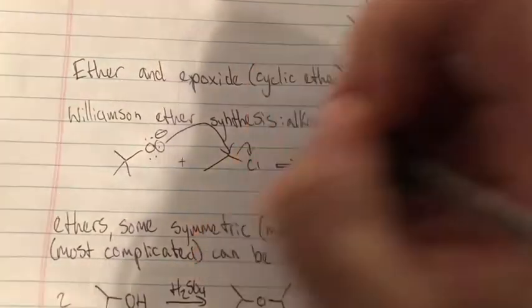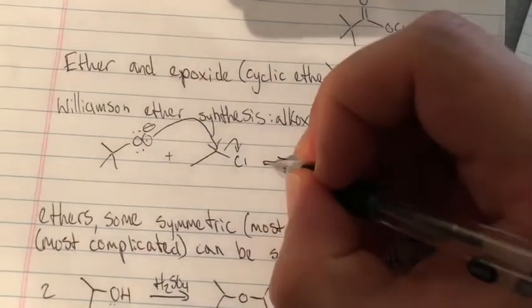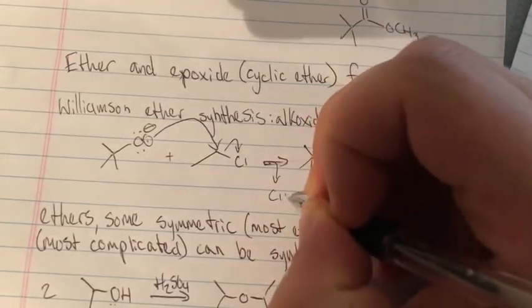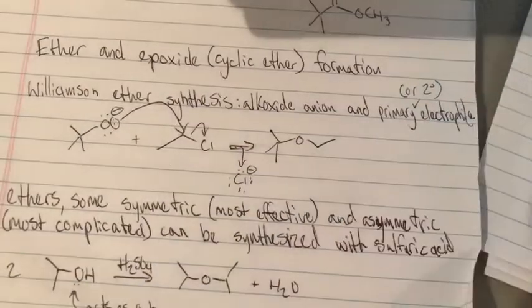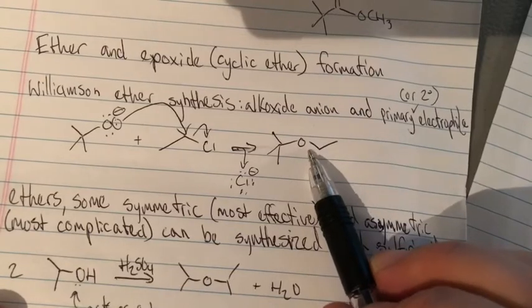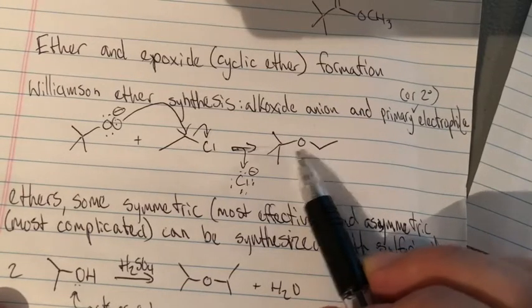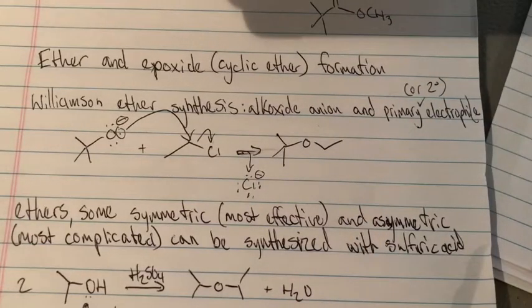So with that, you're going to have a substitution rather than an elimination. And that Cl minus is going to leave. And then you have your asymmetric ether right there. So really, Williamson ether synthesis is the best way to synthesize selectively a certain type of asymmetric ether, based on the preference you have on either side of that oxygen. It's just a matter of figuring out what's the better electrophile, what's the better nuke.